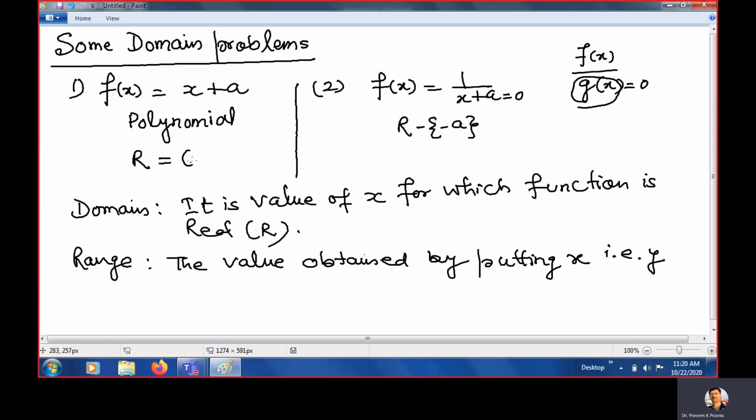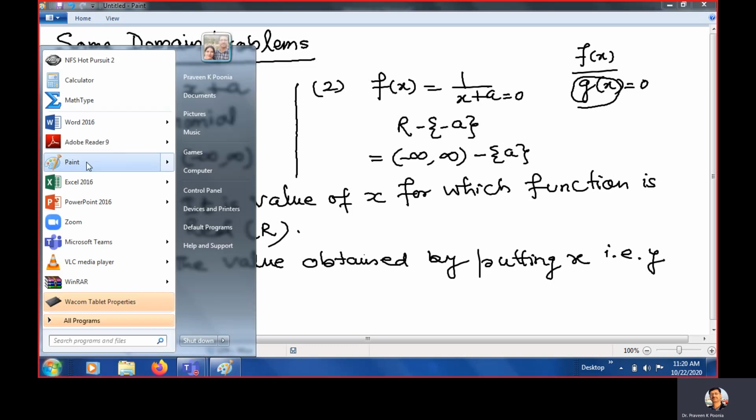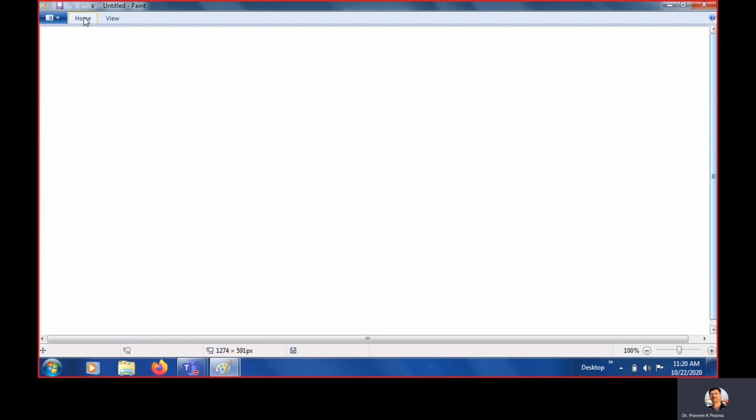Please remember this, because sometimes when we are writing on paper, it is minus infinity to infinity. And what will it be? It will be minus infinity to infinity, but minus a. This is how to evaluate the domain of this question. Okay. Now let us solve some more examples.